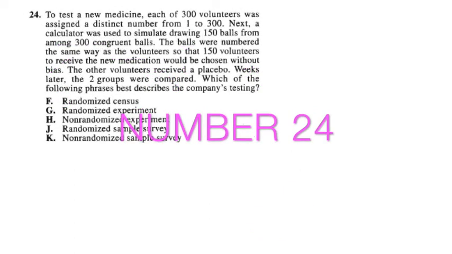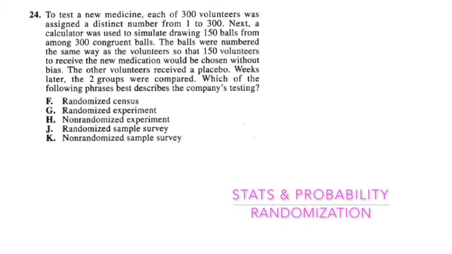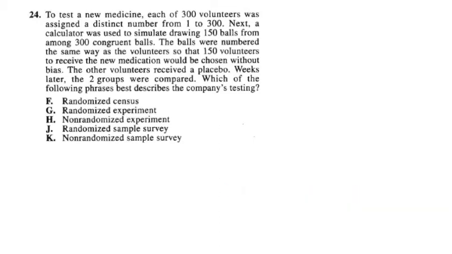Number 24 is a statistics and probability question. We're dealing with randomization in experiments. To test a new medicine, each of 300 volunteers was assigned a distinct number from 1 to 300. Next, a calculator was used to simulate drawing 150 balls from among 300 congruent balls. The balls were numbered the same way as the volunteers so that 150 volunteers to receive the new medication would be chosen without bias. The other volunteers received a placebo. Weeks later, the two groups were compared.